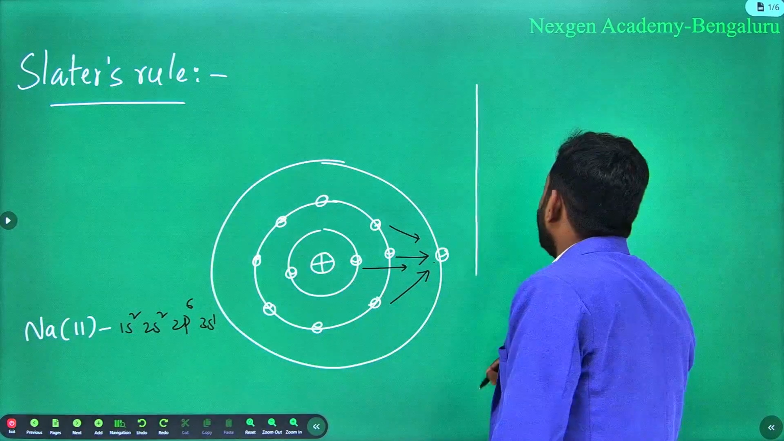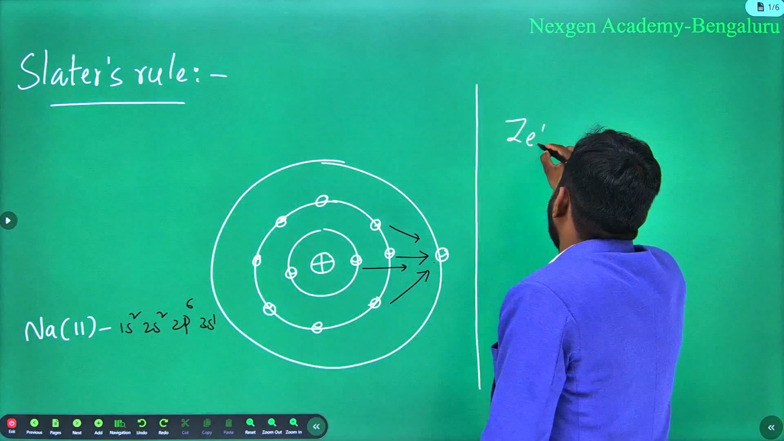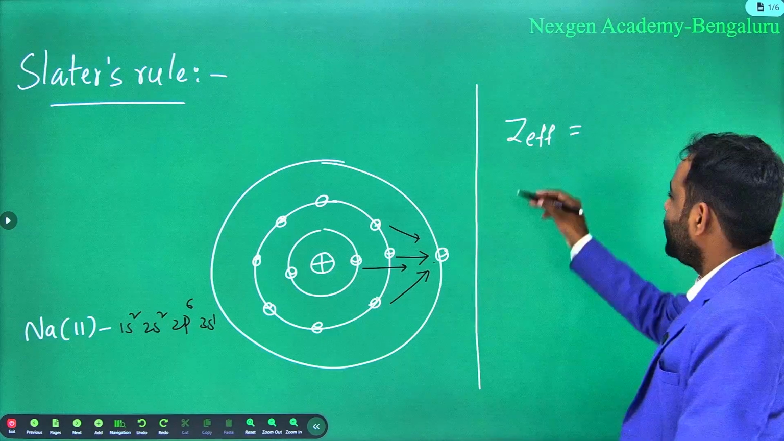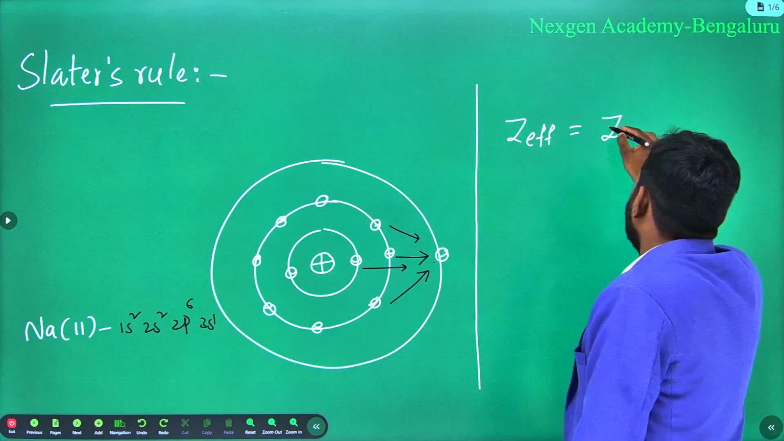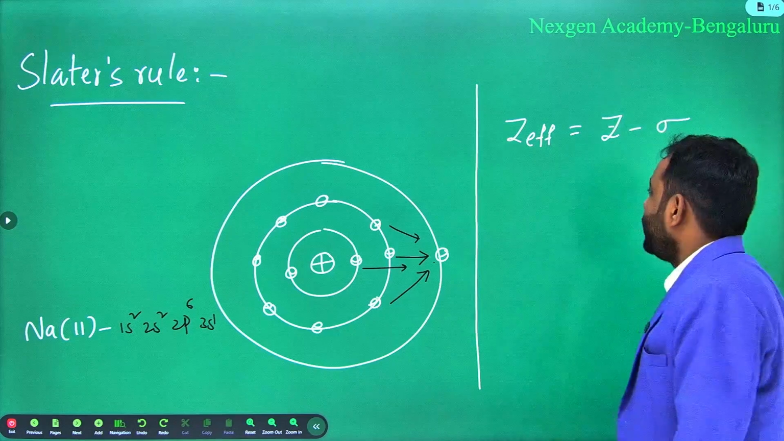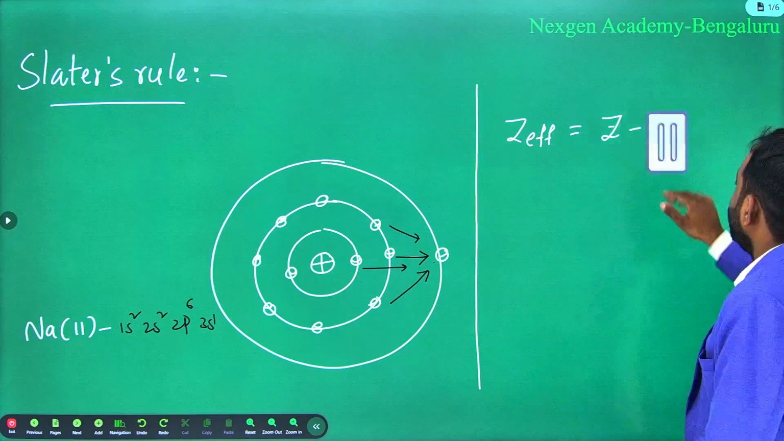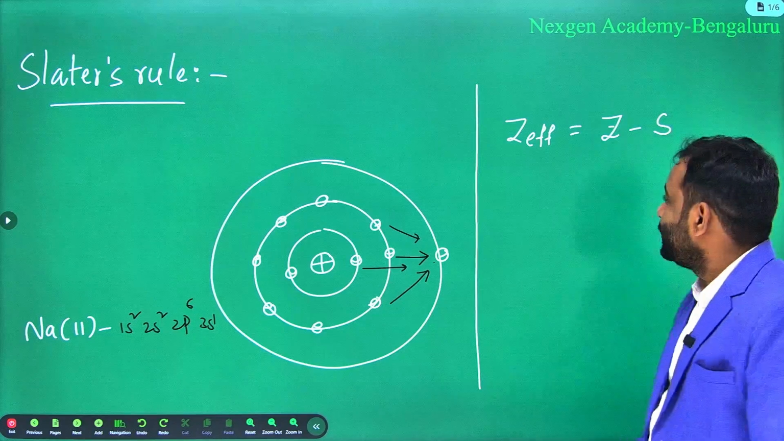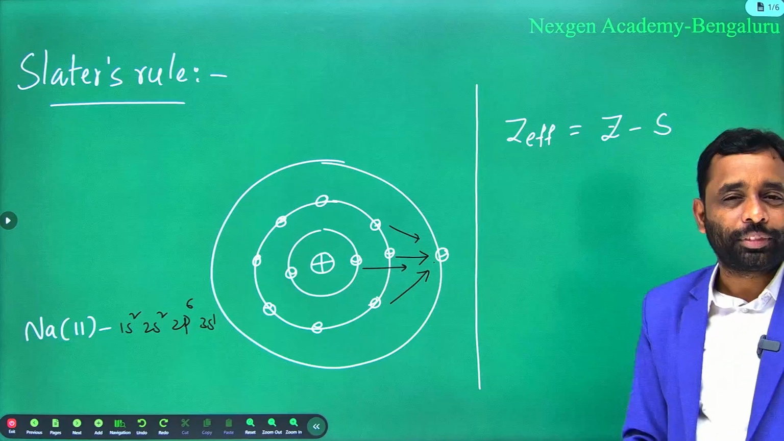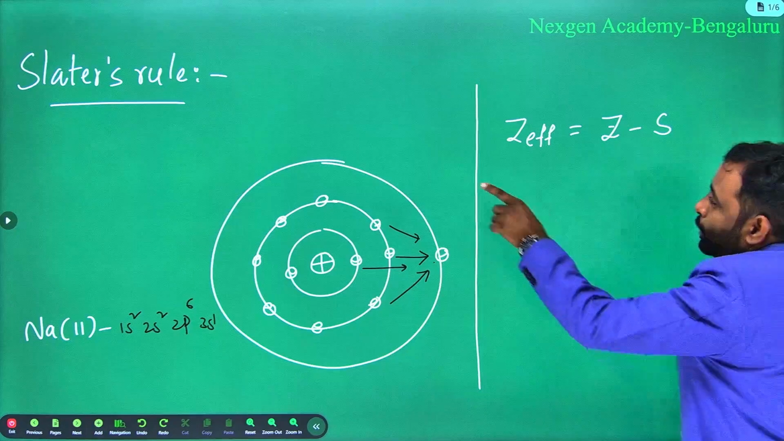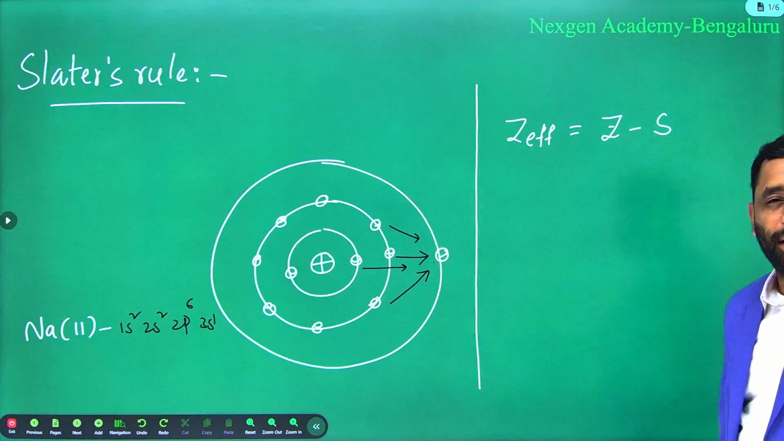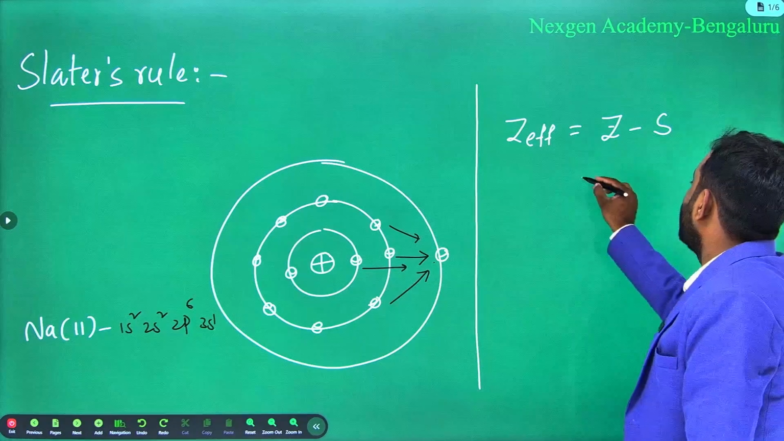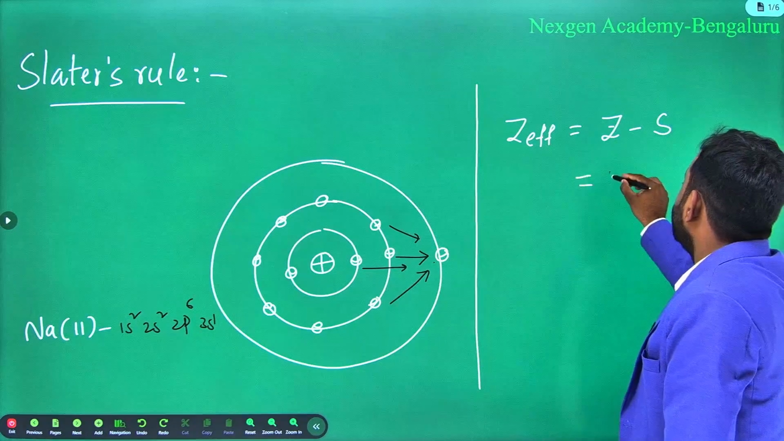He has given one formula: effective nuclear charge. Z effective means effective nuclear charge, which is equal to atomic number minus sigma, which we also write as S. S is a constant. Clear, right? This constant value we calculate by using Slater's rule. And Z is the atomic number. For example, sodium: what is the atomic number? It is 11.